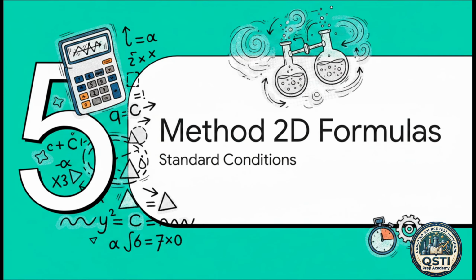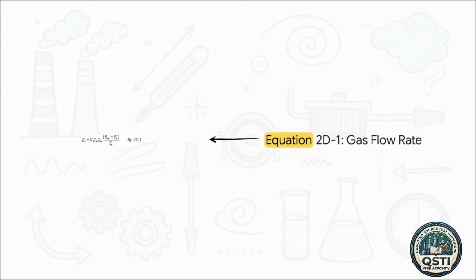Which brings us to Section 5, the Method 2D formulas. Okay, the real make-or-break point of this entire method comes down to the math. Collecting data is only half the battle, right? Calculating the standard conditions is where you really prove your mettle. Watch this written out carefully on screen.